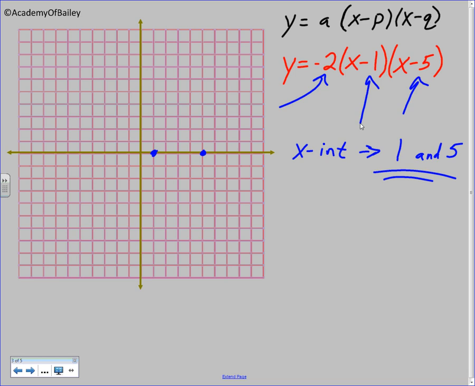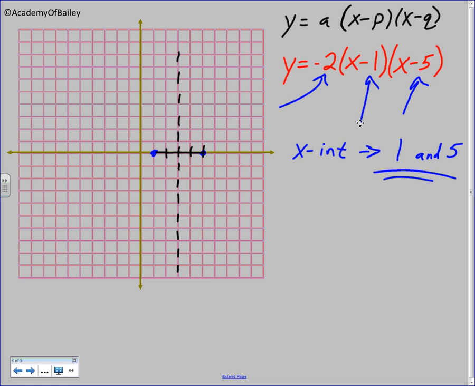Well, since we know that the axis of symmetry goes directly in between the intercepts, where's the middle that is directly between these? Well, there's 1, 2, 3, 4 spaces in between the two intercepts. So what's halfway between 4? That would be 2. And there's your axis of symmetry.